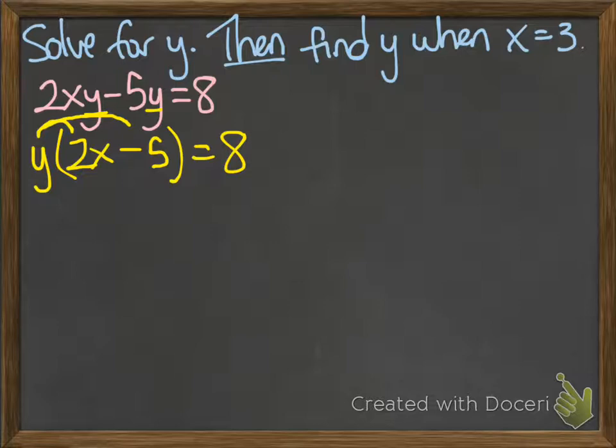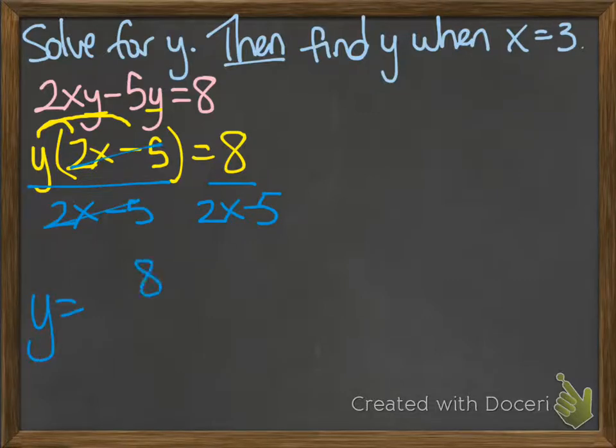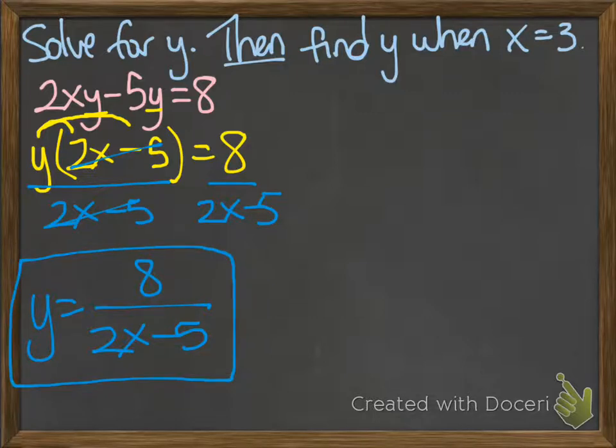And now again, we need to get y by itself. We're multiplying y by 2x minus 5, so we just need to divide both sides by 2x minus 5. This whole factor cancels, so y equals 8 over 2x minus 5. Now, unlike those problems we were doing previously, we cannot break this up into two distinct terms. We must leave it in this form. So now the second part, find y when x equals 3. Again, we're just plugging in 3 for x.